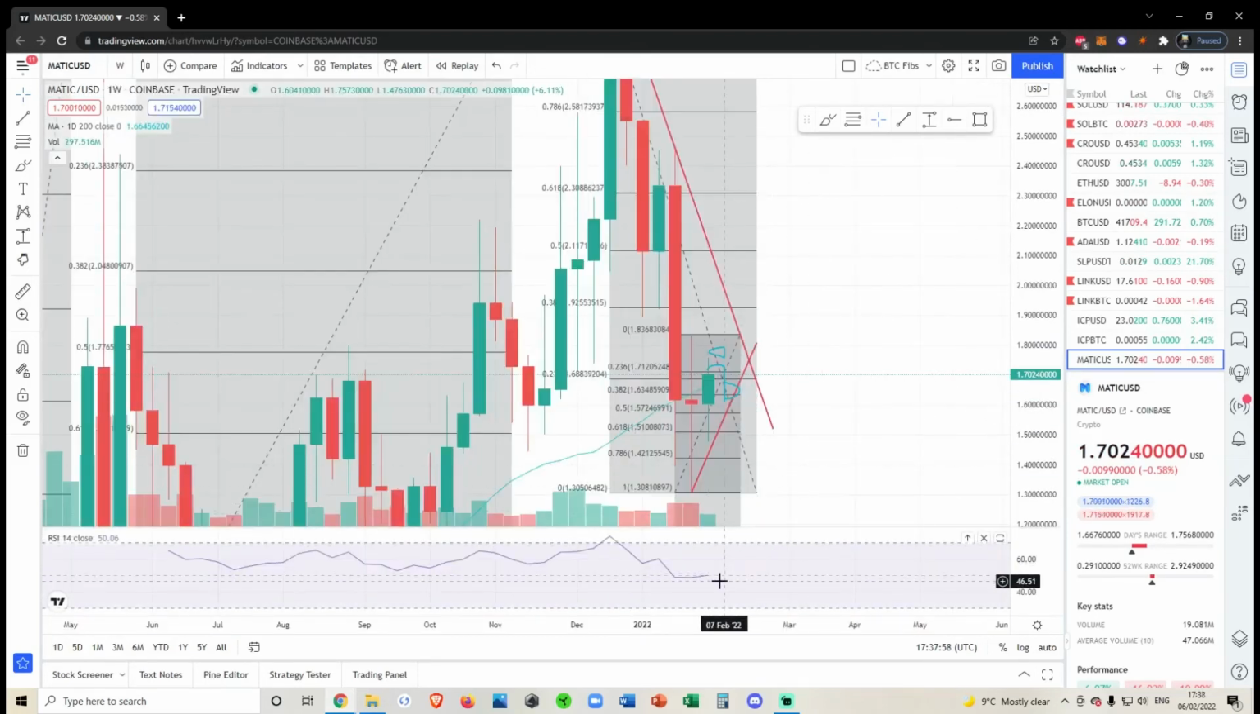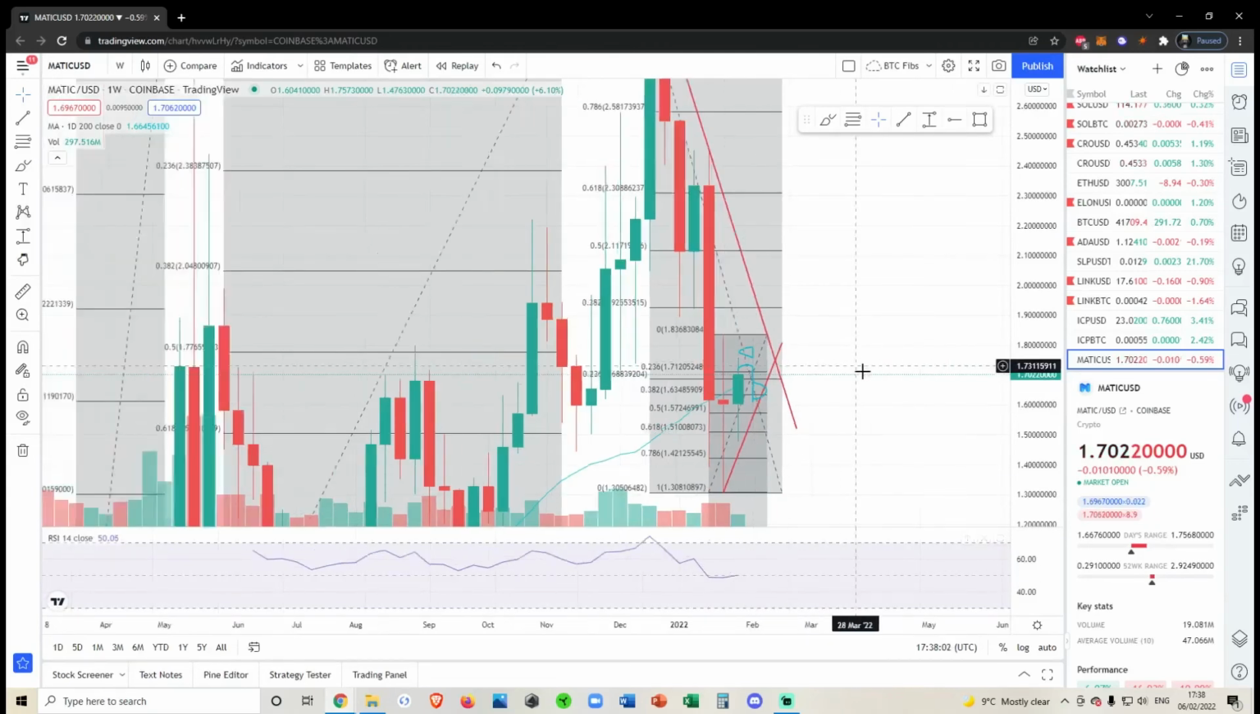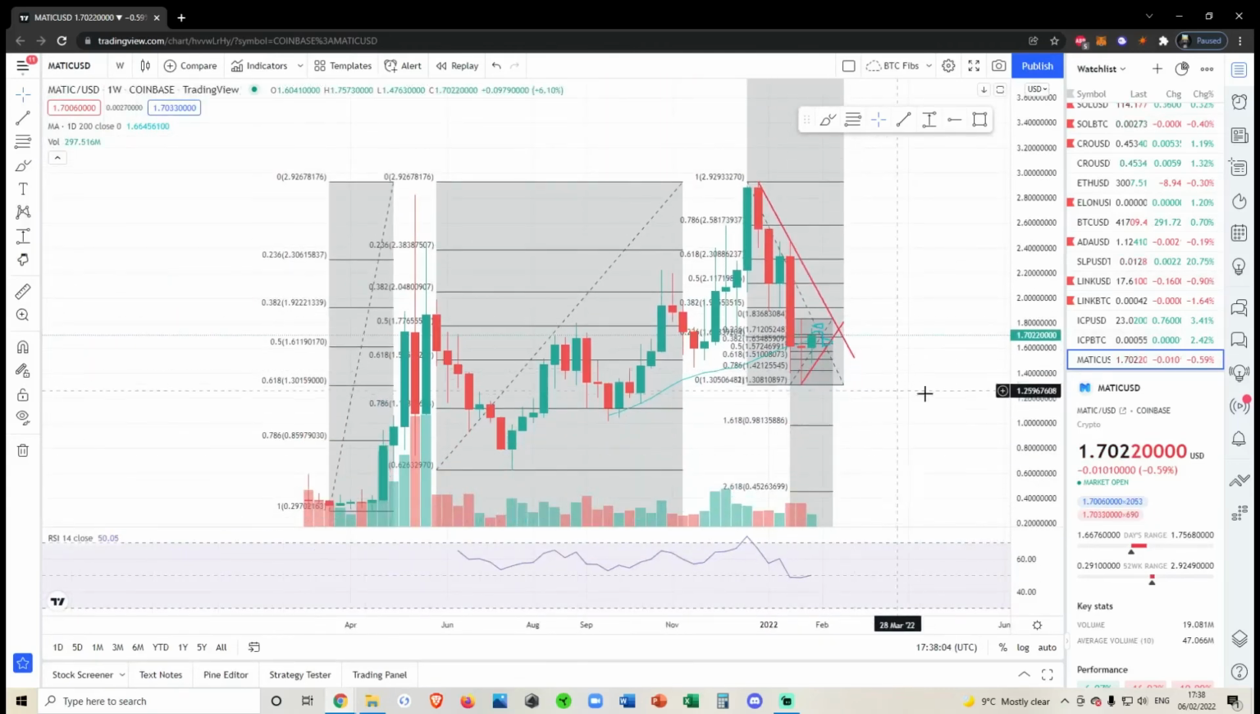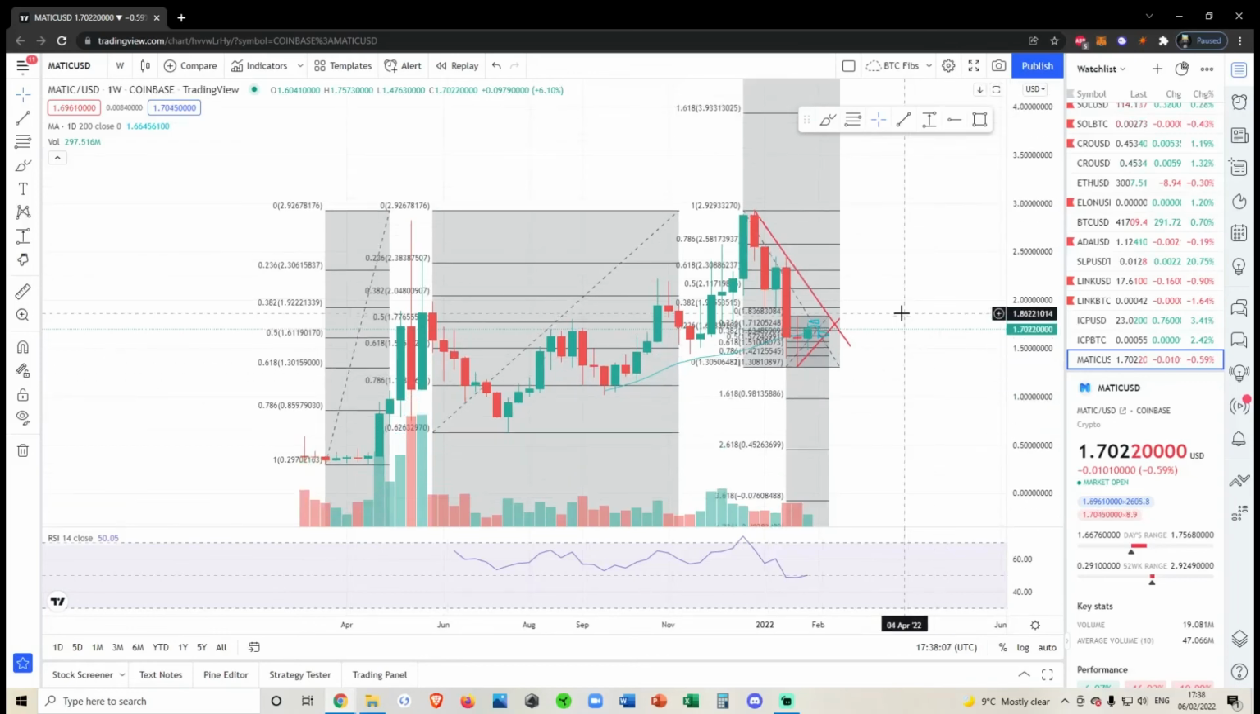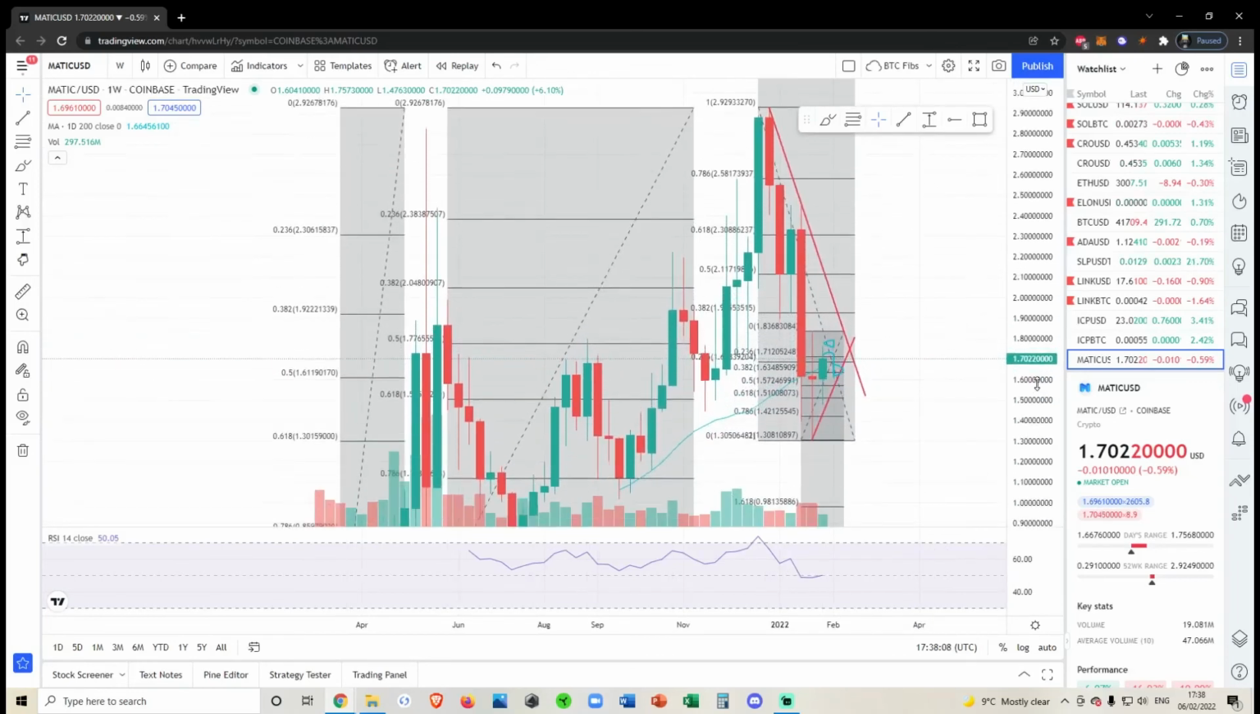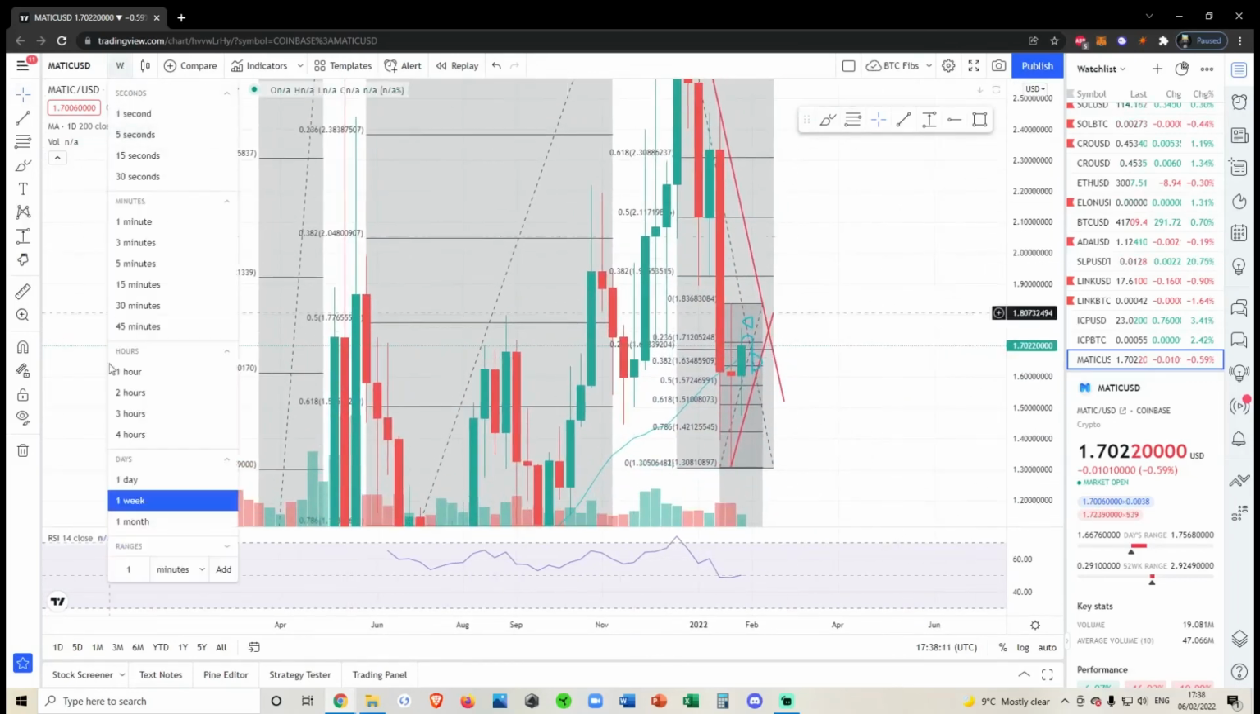RSI on the weekly looks pretty much the same as the daily. It's kind of sitting in the middle, and for the Coinbase chart, we don't have any data on the monthly RSI yet. So yep, that's everything that I'm looking at for Matic.